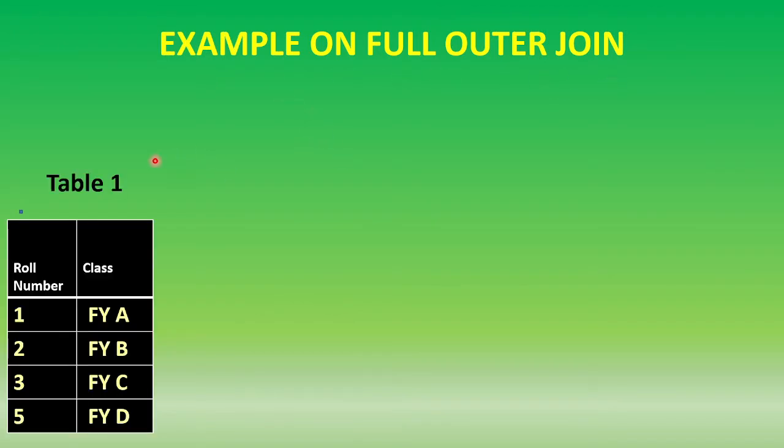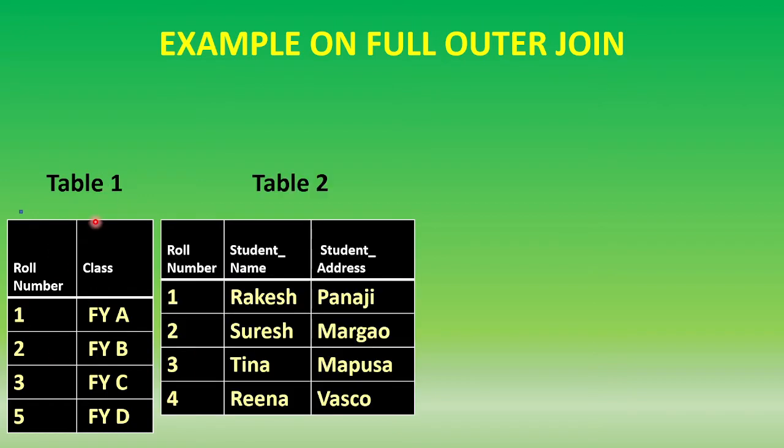Now we'll see an example on full outer join. This is table 1, or you can say the left table, which has a roll number column and the class column. So a total of 2 columns, and it has a total of 4 records. Roll number 1 is FYA, 2 is FYB, 3 is FYC, and 5 is in the FYD class. These are the records of table 1. Then we have table 2. Table 2 has 4 records. Roll number 1 is Rakesh from Panjim, 2 is Suresh from Margao, 3 is Tina from Mapusa, and 4 is Rina from Vasco. Now we have to apply the full outer join on table 1 and table 2.